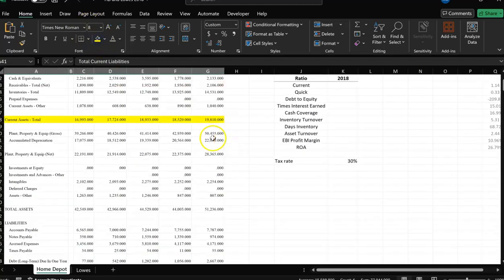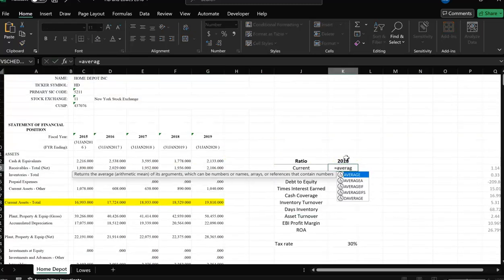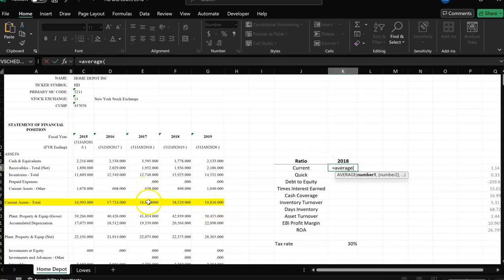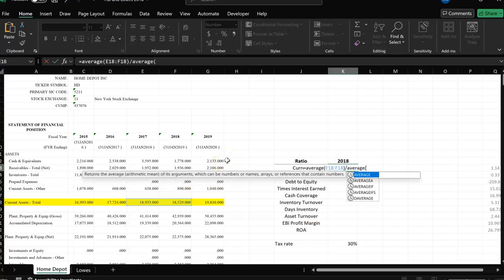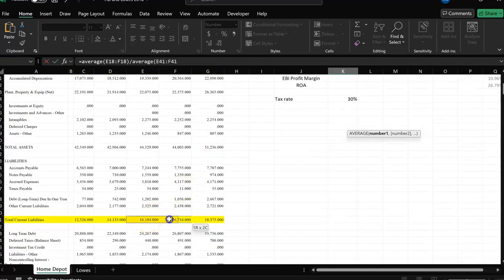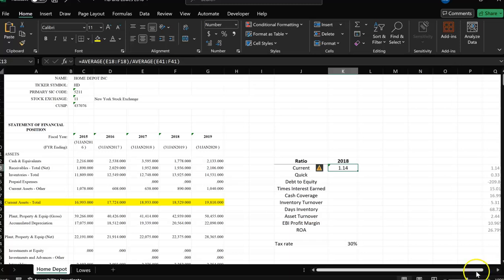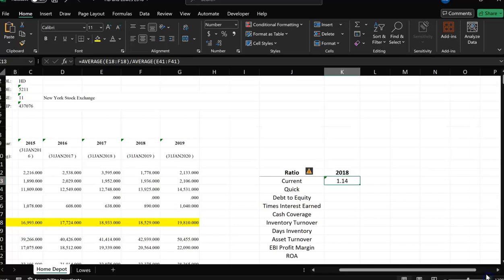Now remember, these are balance sheet items, so we're going to take the average. For 2018, I'm going to take the average of the 2017 number and the 2018 number, and divide that by the average of the current liabilities from 2017 and 2018. So I'm taking the average of both of those items, and that gets me a current ratio of 1.14, and this is for Home Depot.